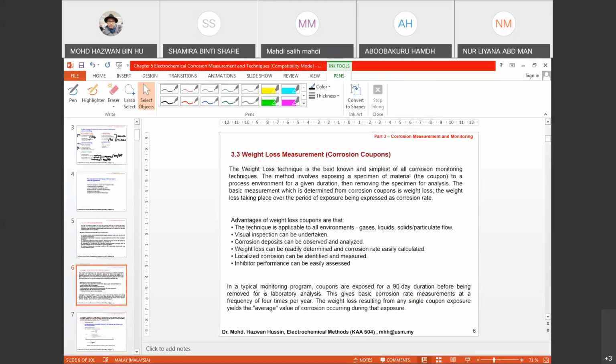The first technique that we are going to look at is known as the weight loss method. The weight loss method is considered to be one of the simplest and also cheapest methods, because in this method you don't need many things. Probably what you need is just a fixed metal specimen.